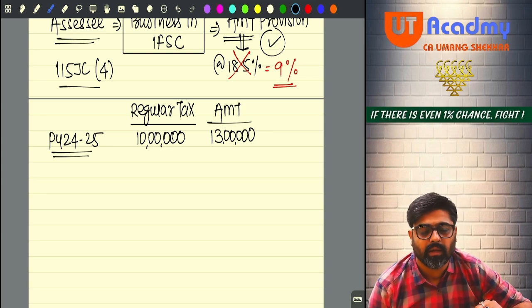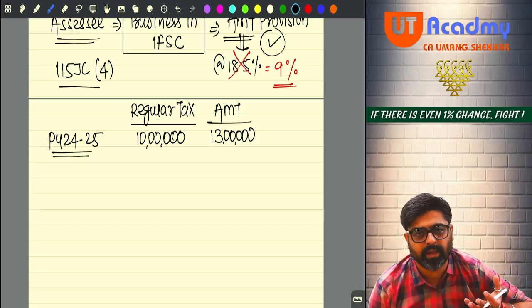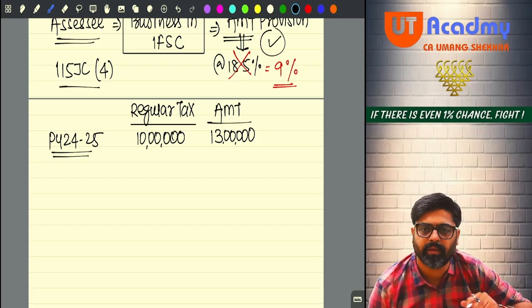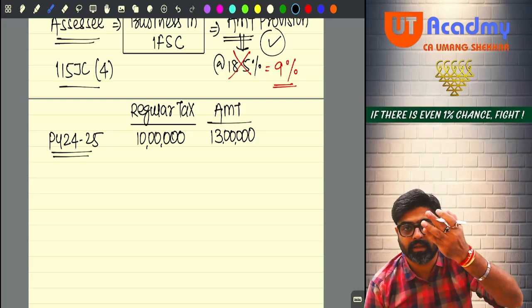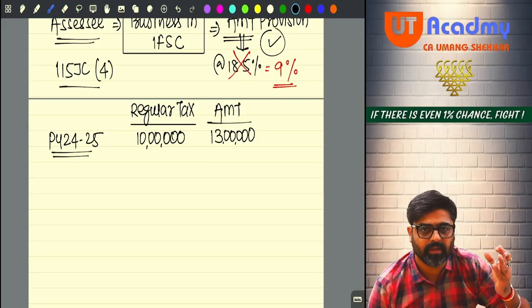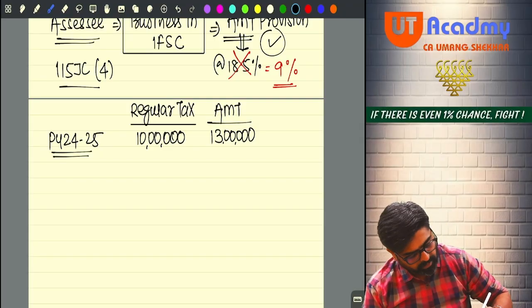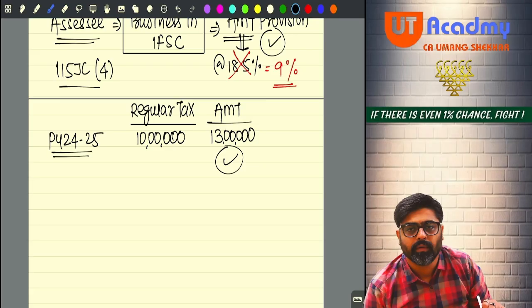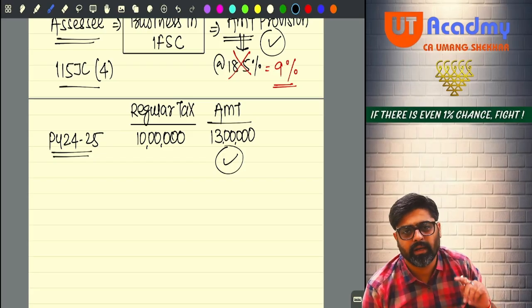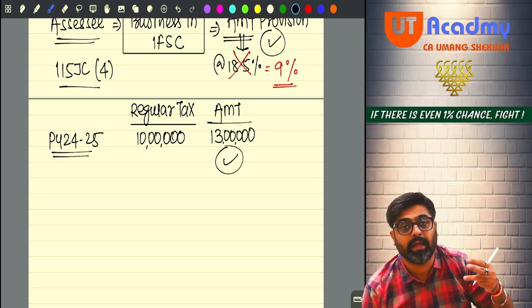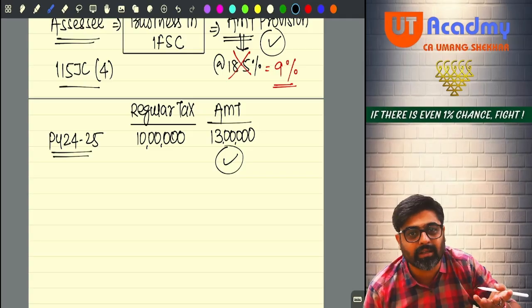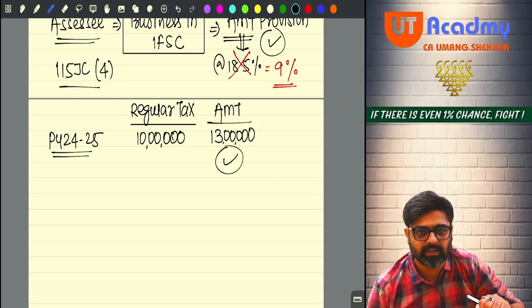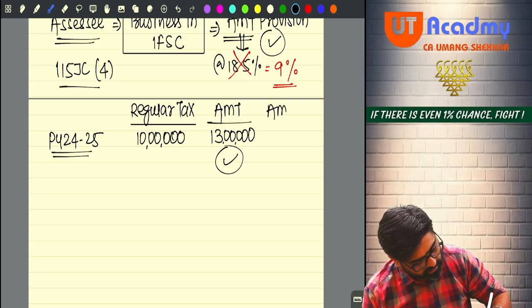Tell me, am I liable to pay AMT in this year? The answer is yes, I am liable to pay AMT because my AMT is higher than the regular tax. See, AMT is higher, no? So in this year I am supposed to pay what? Alternate minimum tax. So what will be my final tax which I am going to pay? 13 lakhs. How much tax was I supposed to pay? 10. Did I pay that 10? Yes. But on top of that, over and above 10, I paid an extra 3 lakhs. So those extra 3 lakhs which I paid, the difference between these two taxes, is my AMT credit.